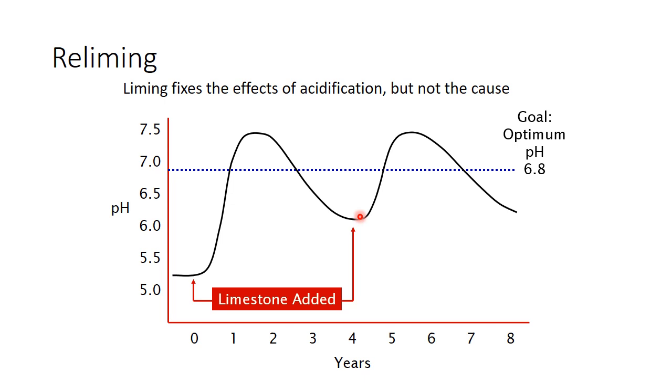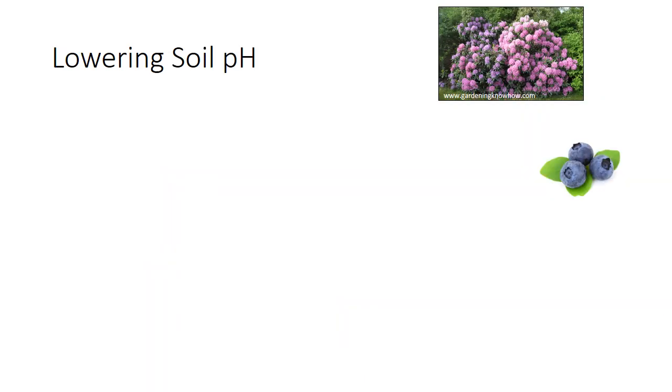And so we apply more lime. It takes about a year for that to be 100% used up, and our soil pH goes back up. The goal is to have our soil pH basically go around our target pH. So it goes up and down, but in most years it's relatively close to our optimum pH. So we have to relime to manage these soil pHs.